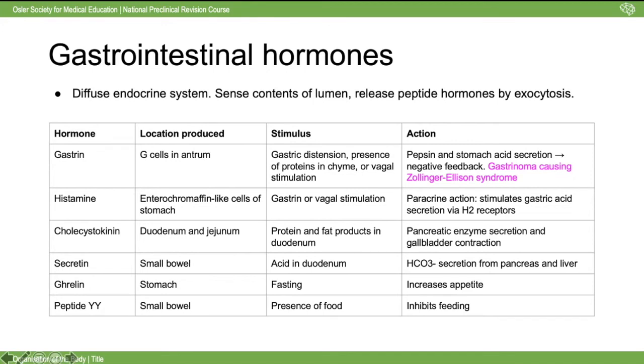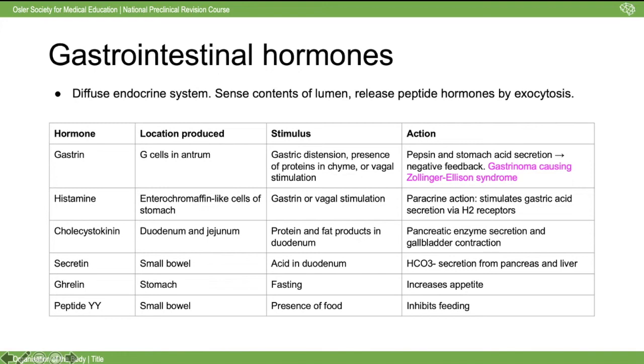And you can have this syndrome, Zollinger-Ellison syndrome, where you have a gastrinoma, which usually isn't actually inside the stomach. I think it's sometimes in the duodenum, possibly the pancreas. And that releases gastrin. And because it's outside of the stomach, there isn't this kind of negative feedback effect. So you end up releasing more and more stomach acid. And as a result, you're at increased risk of getting peptic ulcers.